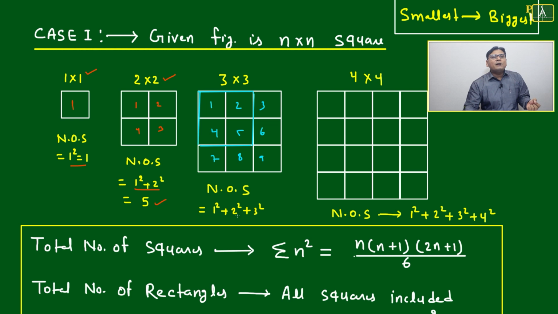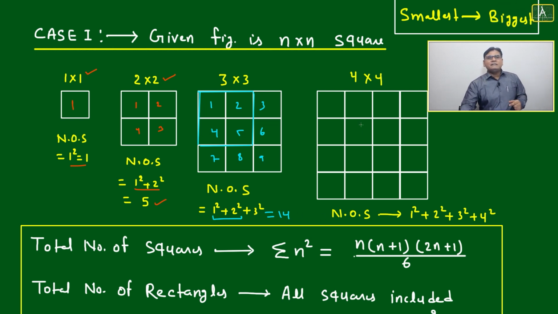Then total will become 1 square plus 2 square plus 3 square. What is the total value? 9 plus 5, it will become 14. Correct? Earlier this was 5, 1 plus 4, it was 5. 5 plus 9, it will become how much? 14. Means total 14 squares will be there. 9 are 1 by 1, 1 will be 3 by 3, and 4 will be 2 by 2.